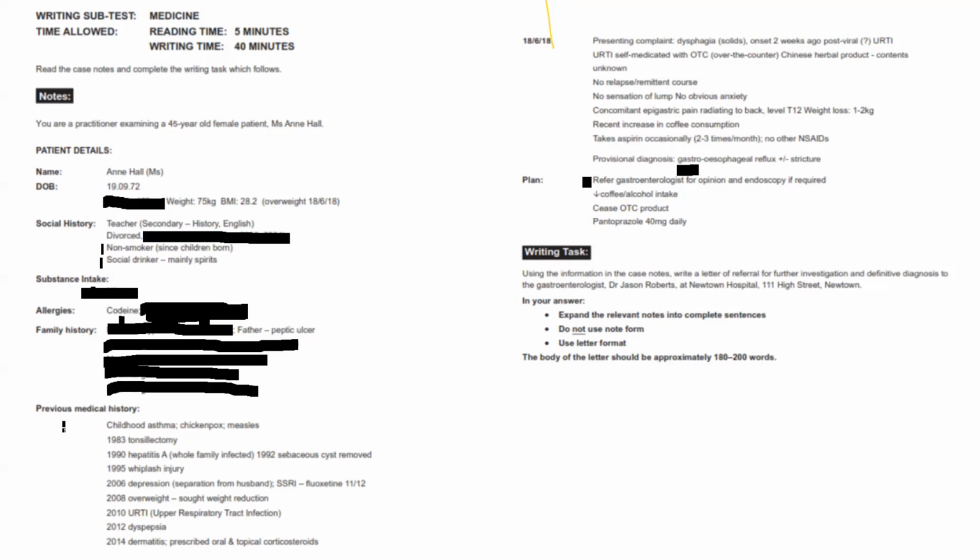Let's go to previous medical history. Childhood asthma and chickenpox and measles. Is it important to mention these past medical history? Not important also. What about tonsillectomy in 1983? Is it important? Not important. 1990, hepatitis A, whole family is infected, and after 2 years, subungual cyst removal. Is it important? Not important. Whiplash injury or an injury at work. Is it important? Not important.